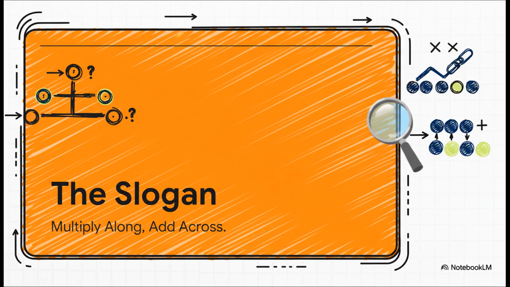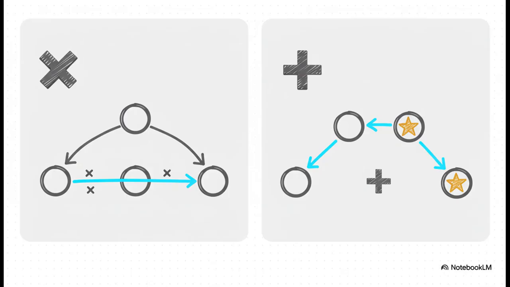So let's break down exactly what that means. It's actually super intuitive. Multiply along is for "and" situations. You use it when you want to find the chance of a specific sequence of events happening, like you fail and then you succeed. You just multiply the probabilities all the way down that one path. Simple. Then you have add across. This is for "or" situations. You use this when there's more than one way to get the result you want. You could win on your first try or you could win on your second try. In that case, you figure out the probability for each winning path and then you just add them up.